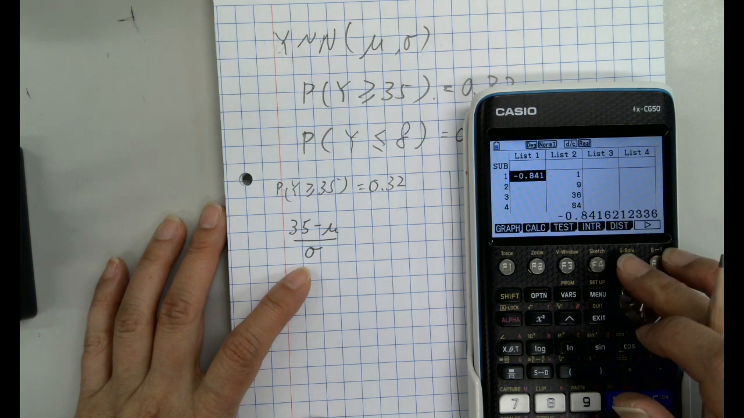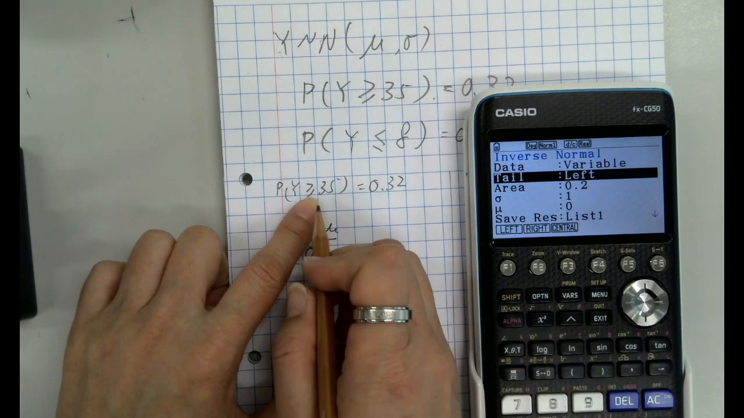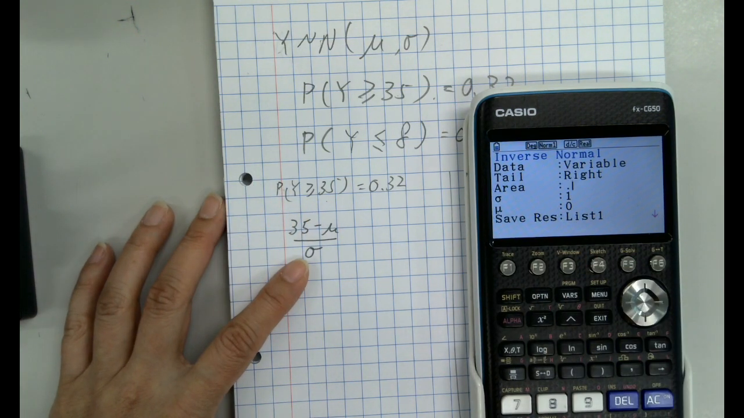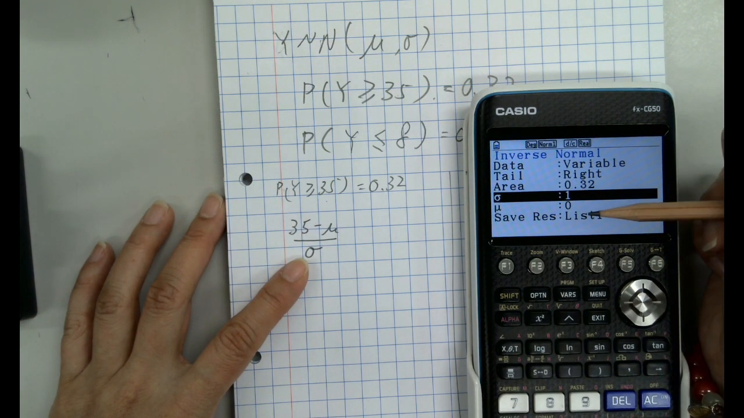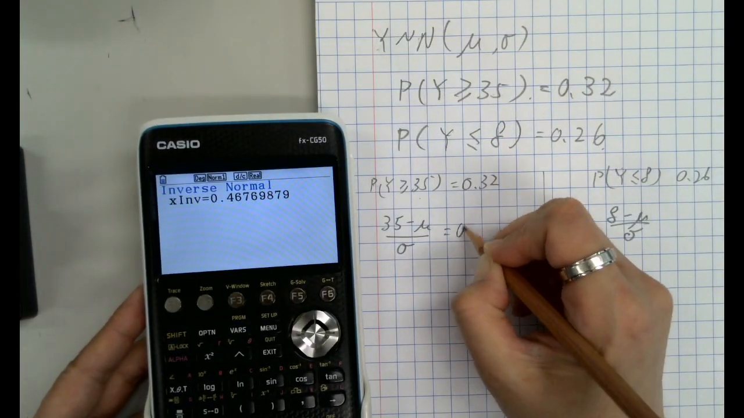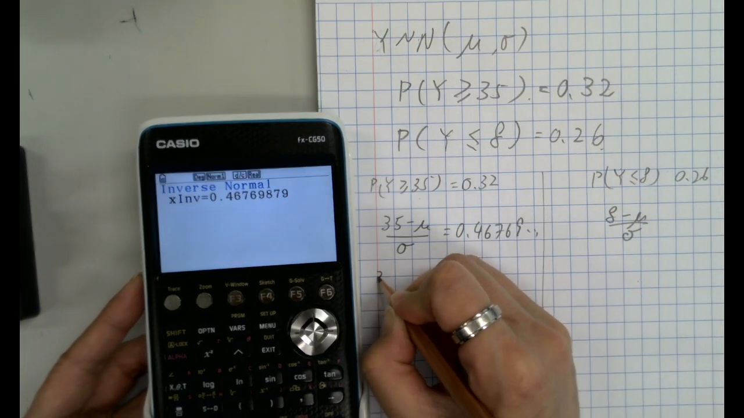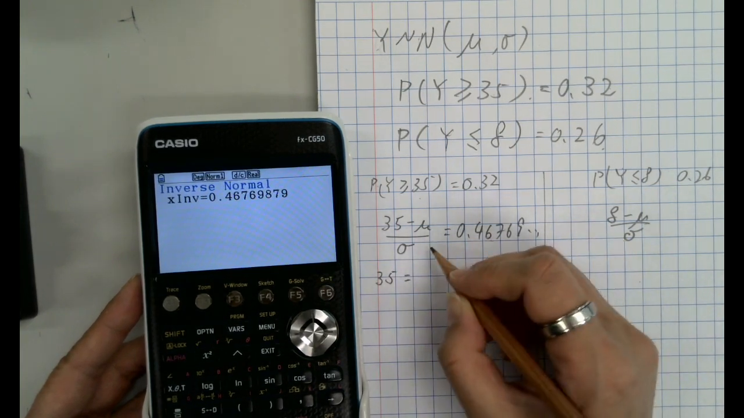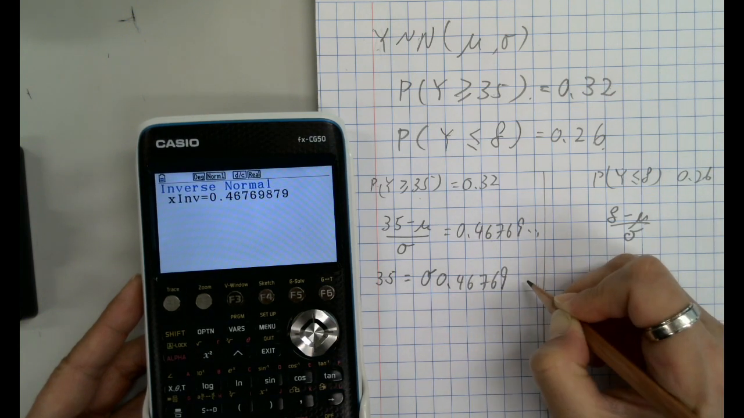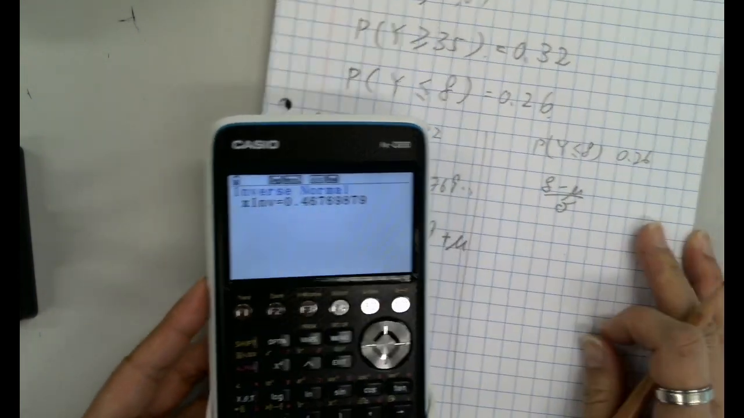statistics, normal distribution, inverse. So this side, bigger than 35, bigger is on the right side, so it's right. 0.32, standard deviation 1, mean 0. Make sure you got that. Oh, this side, this one is 0.46769, but whatever. So if I rearrange it, I will have a simultaneous equation, which is 35 equals 0.46769 standard deviation plus mean. All good? Okay, the other side, we got that.